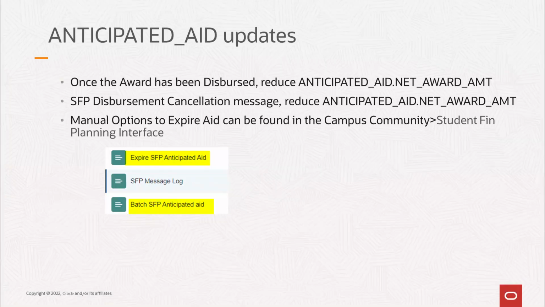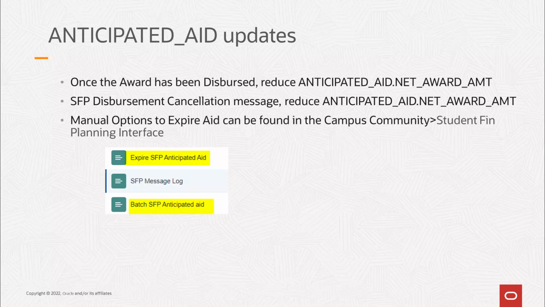In the previous slides, we discussed SFP's FPO V2 adding awards to the anticipated aid record. So what reduces the award amounts or expires the award on the anticipated aid record? The anticipated aid net award amount is reduced when CS consumes either the SFP's disbursement message or SFP's disbursement cancellation message.